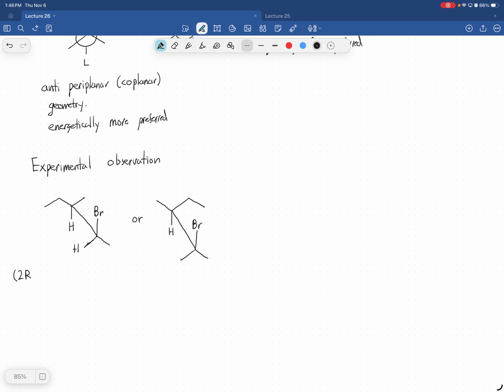So convince yourself that this is 2R, 3R. You would have to convert this back to a Newman, then do a bond dash drawing, but don't worry too much about that right now. So 2-bromo, 3-methylpentane.